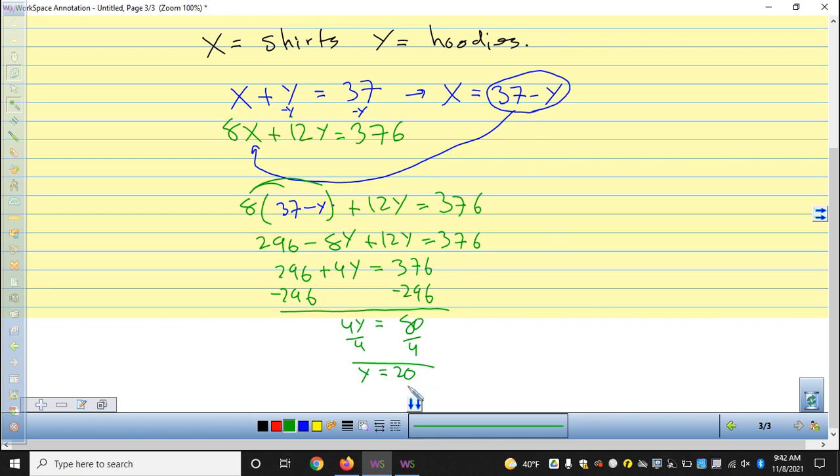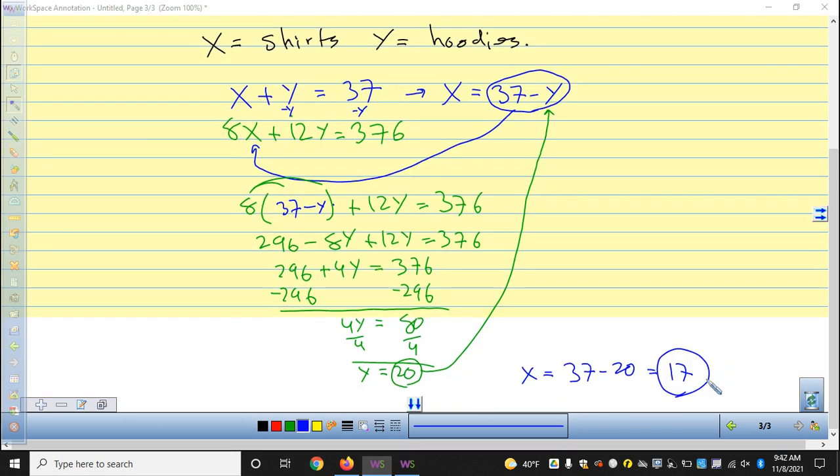And now I can take Y equals 20 and plug it in right there. And I get X equals 37 minus 20, which is 17. And there's my answer. We sold 17 shirts. Sorry, what did the question ask us? How many shirts? 17 shirts. And we sold 20 hoodies.